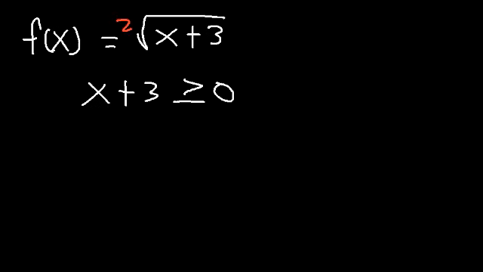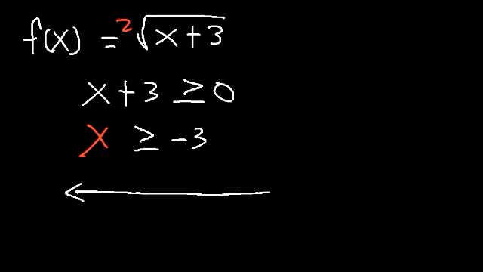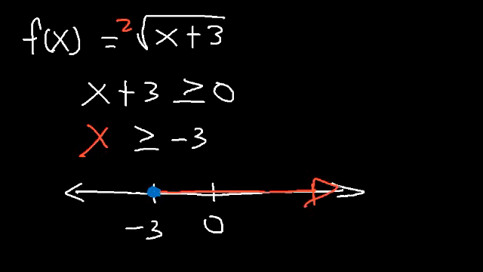x plus 3 has to be equal to or greater than 0. So if you solve for x, if you subtract 3 from both sides, x is equal to or greater than negative 3. Now, how can you plot this solution on a number line? So here's negative 3 to the left of 0. Now at negative 3, do we have an open circle or a closed circle? Since x can be greater than or equal to negative 3, there's going to be a closed circle at negative 3. And then we need to shade to the right, since x is greater than or equal to negative 3.